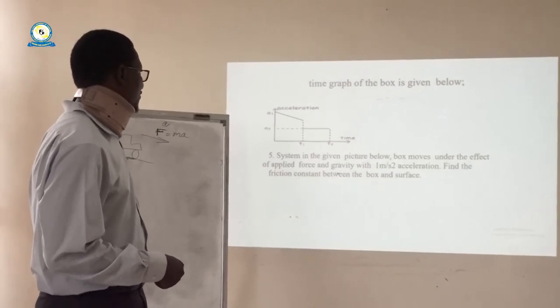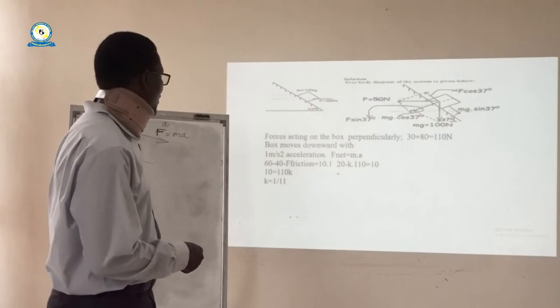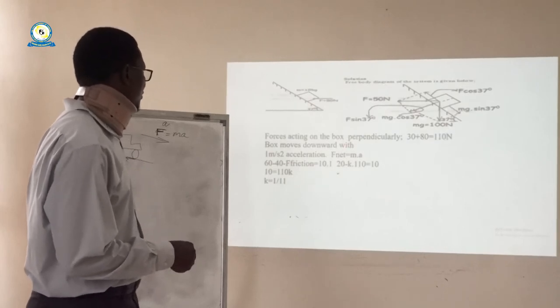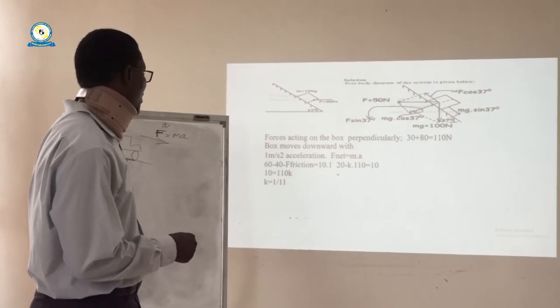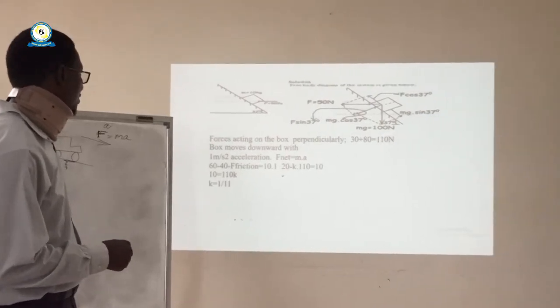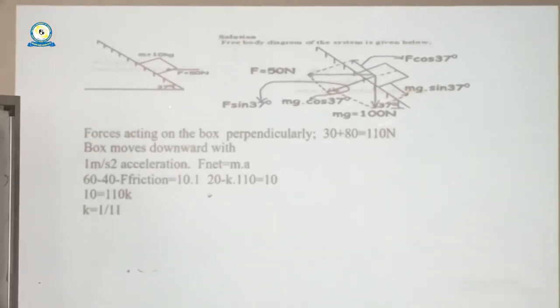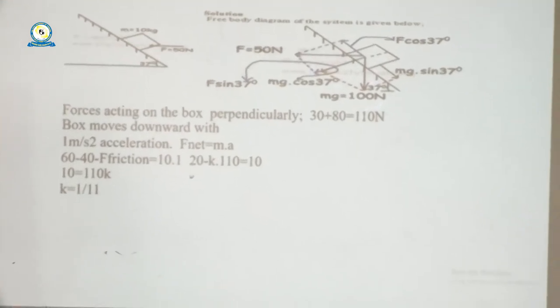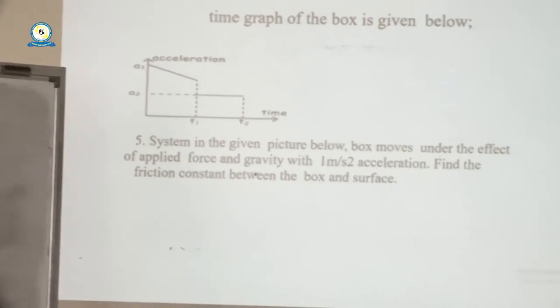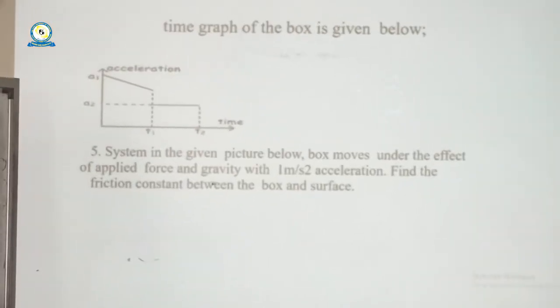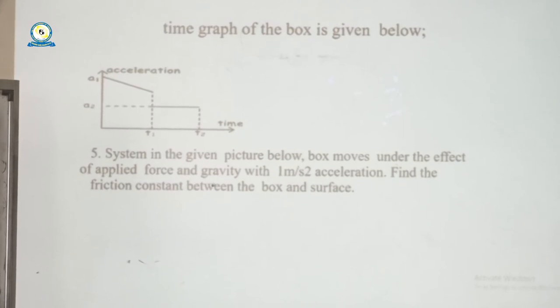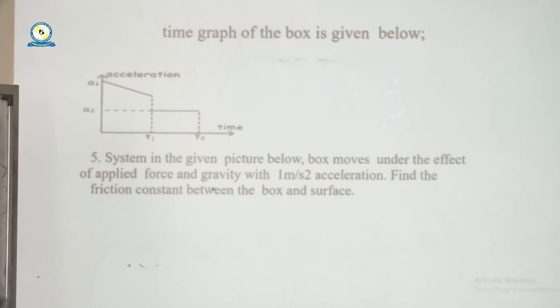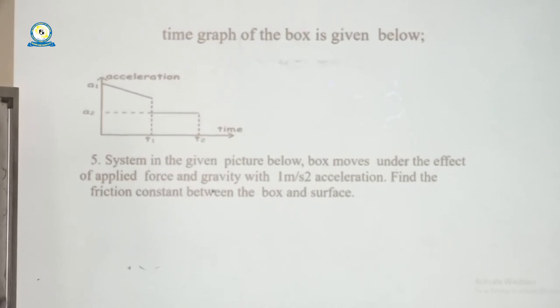Another question: system in the given picture below. This system here. A box on an inclined plane. This is a plane surface, inclined with an angle 37. This is a free body diagram of this box. System in the picture below, the box moves under the effect of applied force and gravity with 1 meter per second squared acceleration. Find the friction constant between the box and surface.